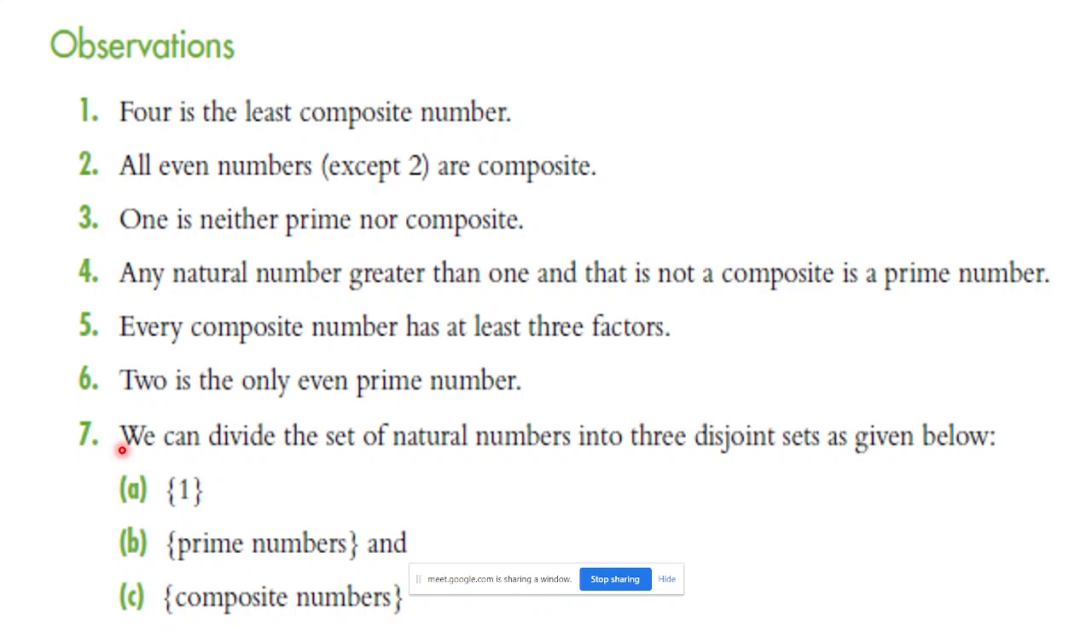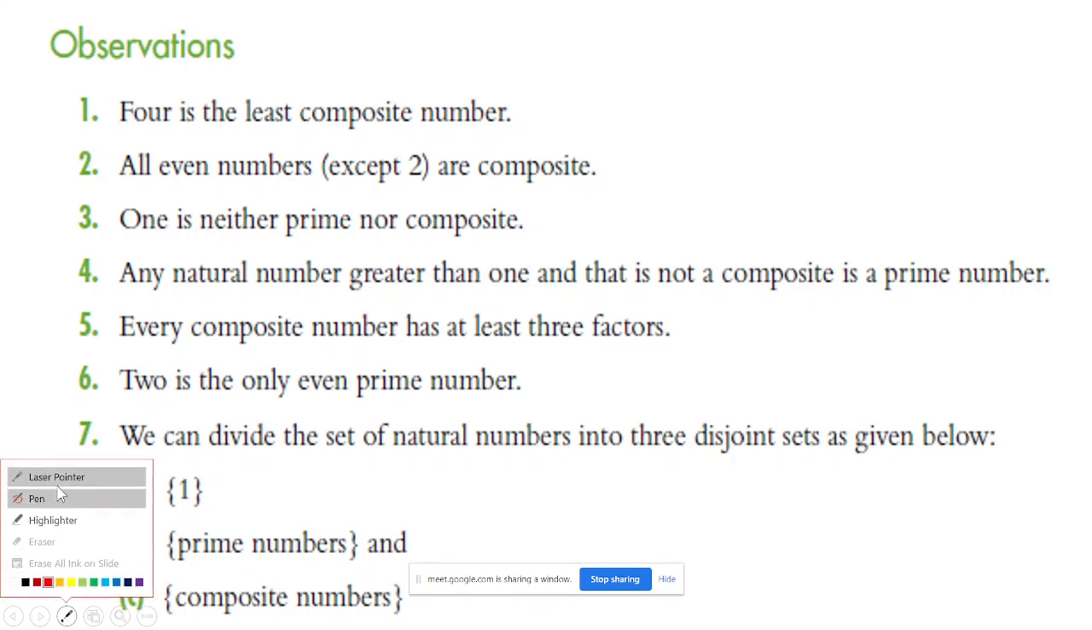And the seventh observation, we can divide the set of natural numbers into 3 disjoint sets as given below. That is the first one, singleton set 1, and this is prime numbers, and another one is composite numbers. Like this, we can divide the natural numbers into 3 disjoint sets. Disjoint means there is no common. For all these 3 collections, no number is in common.